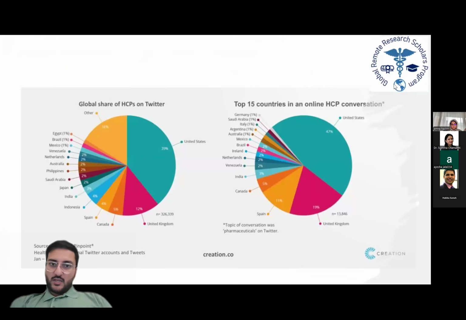And these are some kind of pie charts looking at countries that use social media, depending on different platforms. And it could give you some direction on the topic you're choosing, because certain topics may be prevalent in certain countries more, and that could guide your choice of social media research as well. So it's not surprising that about 40% of X users and healthcare professionals on X come from the United States, and about almost 50% of the top 15 countries, just generally speaking, have healthcare professionals in the US, but other countries are also not too far behind.